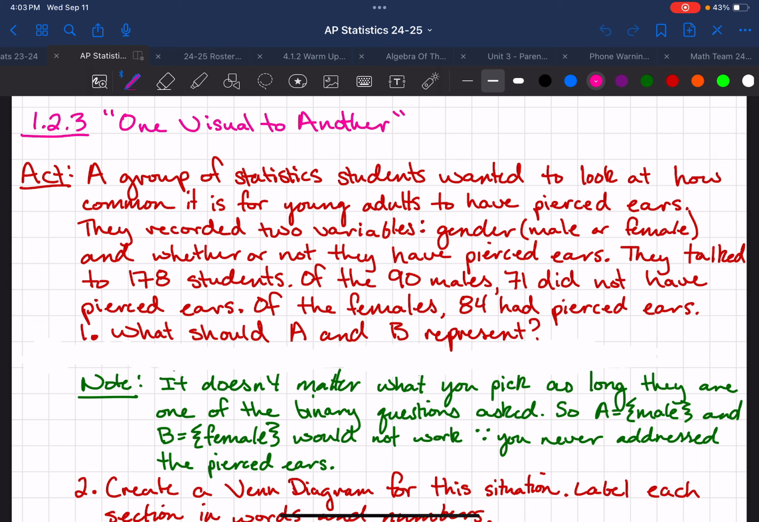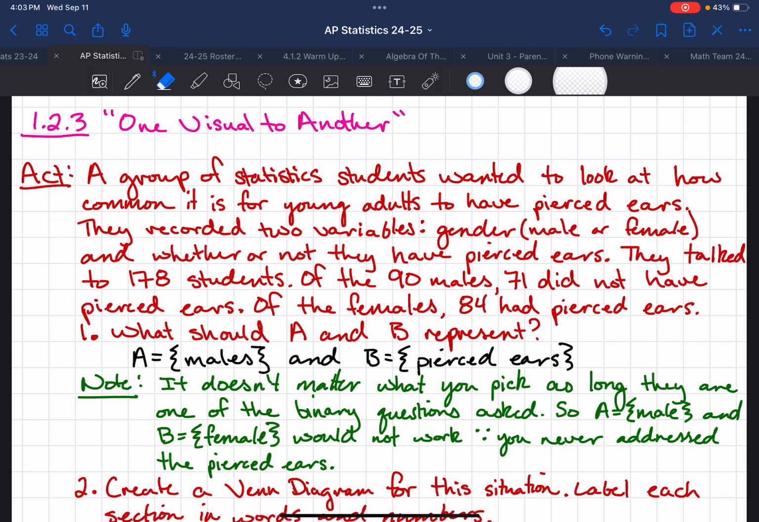So first up, we're looking at this question. A group of statistics students wanted to look at how common it is for young adults to have pierced ears. They recorded two variables, gender, male or female, and whether or not they have pierced ears. They talked to 178 students. Of the 90 males, 71 did not have pierced ears. Of the females, 84 had pierced ears. So kind of the first question whenever we're dealing with something like this is, what should A and B represent? Go ahead, pause the video, catch up, write that example down, and answer the question, what should A and B be?